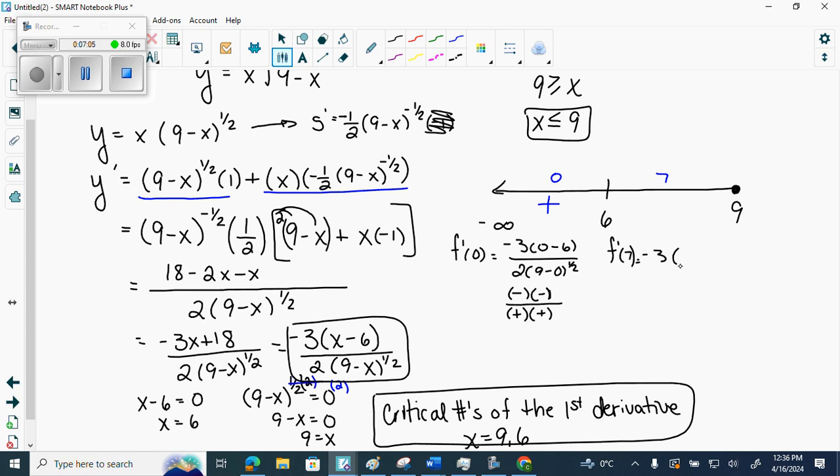So I get negative 3, and then I get 7 minus 6 over 2 times 9 minus 7 to the half. So I get a negative, 7 minus 6 is a positive, 2 is a positive. Now some people are like, well, 9 minus 7 is 2, square root of 2, I don't know what the answer is. Do I care what the actual answer is? No, I just need to care that it is positive. So I'm going to end up with a negative over a positive, which gets me a negative. So, interval of increase.